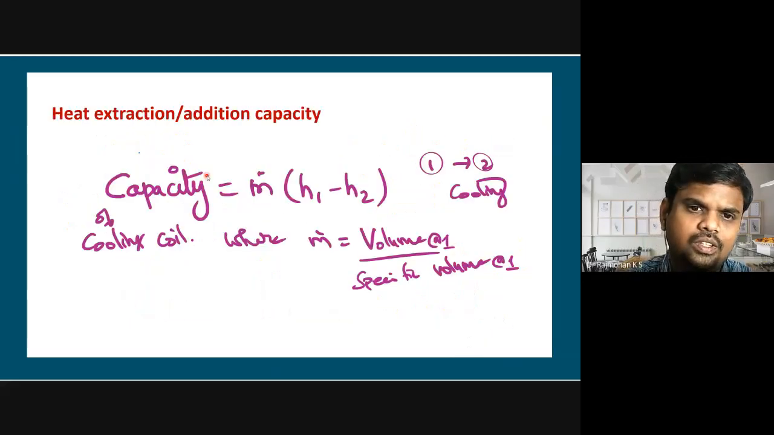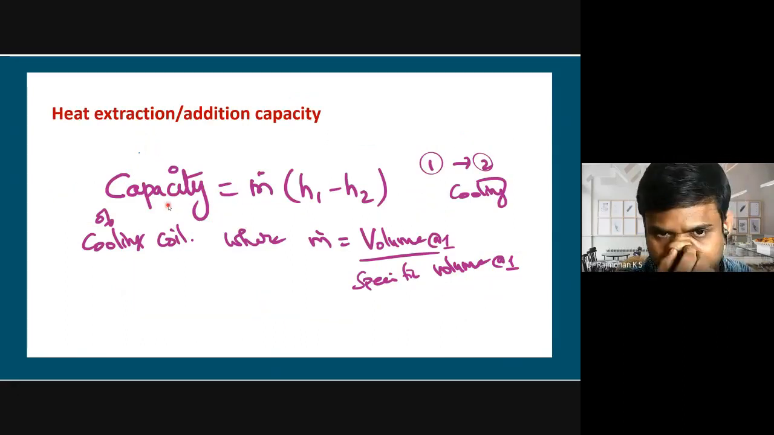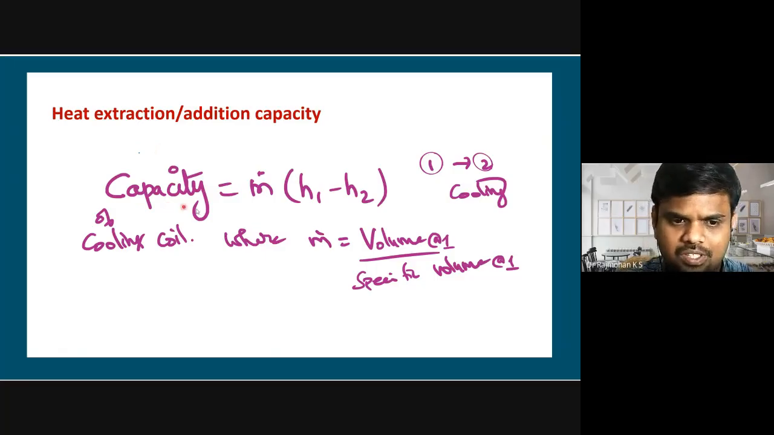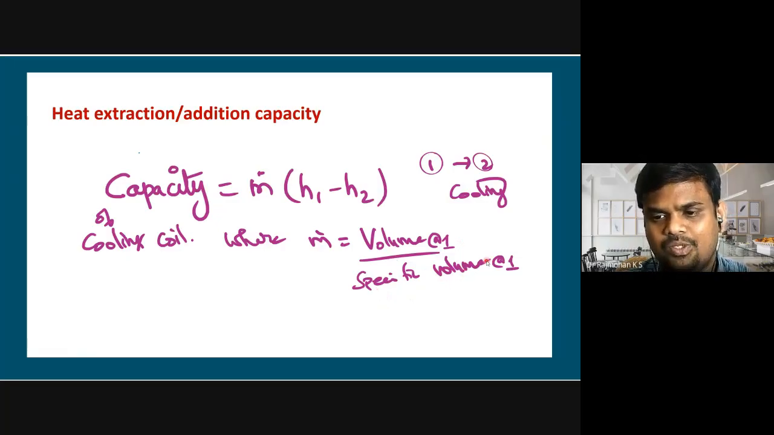Okay, and there is another term called heat extraction or heat addition capacity. What is the heat capacity of the cooling coil? So already we have seen how to determine the m dot value, which is the ratio of given volume by initial specific volume corresponding to the initial value. We should not get confused about which specific volume to use, because there is an initial point and a final point, but the volume is given at the initial, right? So divide by the initial specific volume.